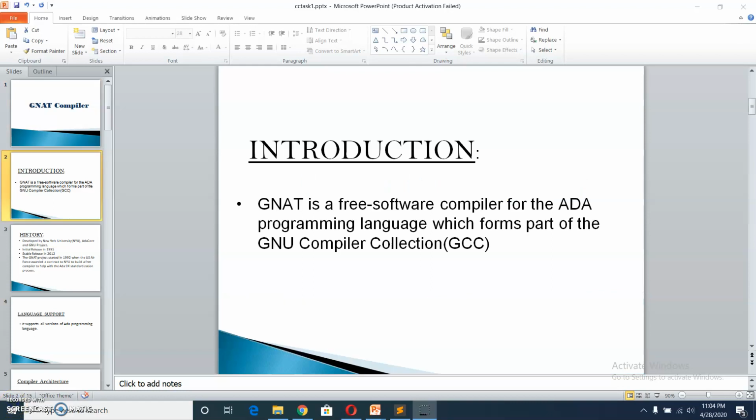GNAT is an acronym for GNU ADA Translator. It is one such compiler and a front-end system for ADA 95 that uses the GCC backend as a retargetable code generator and is distributed according to the guidelines of the Free Software Foundation.